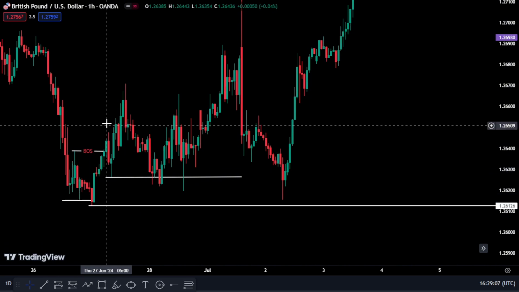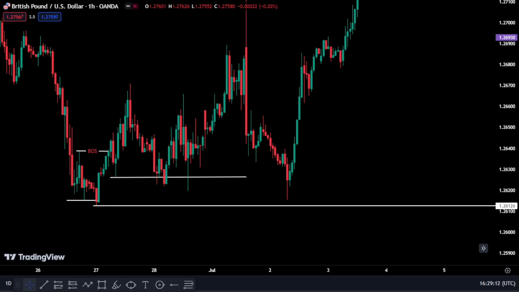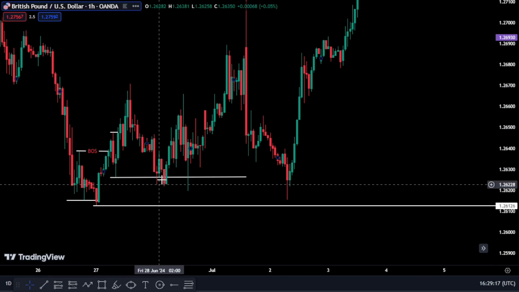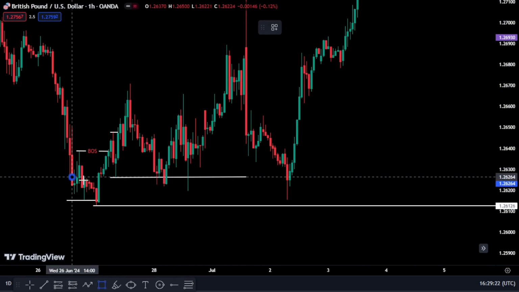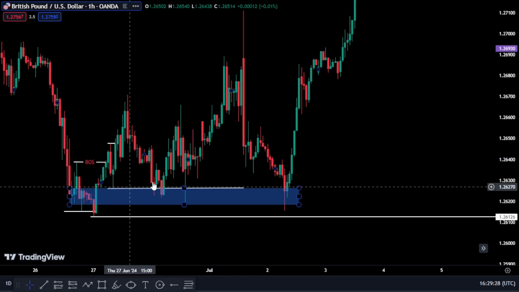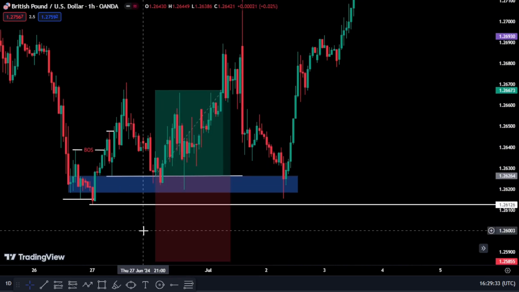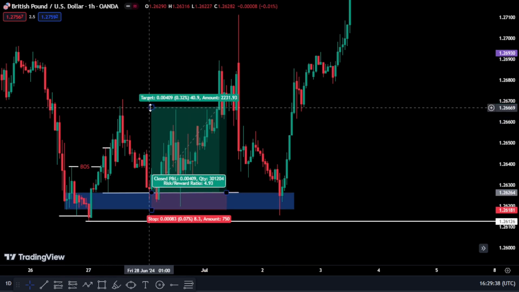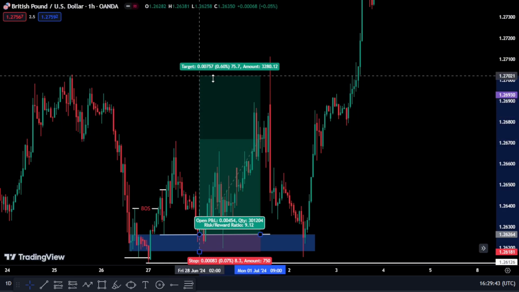What happens? See, we have our second break of structure, and then the market traded back into a POI. Like I said, you enter upon confirmation on the smaller time frame. Your stop loss is just slightly below. Your first target should be here, and then your second target, just like that.